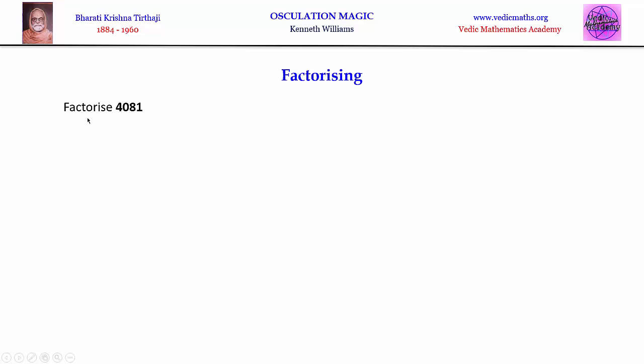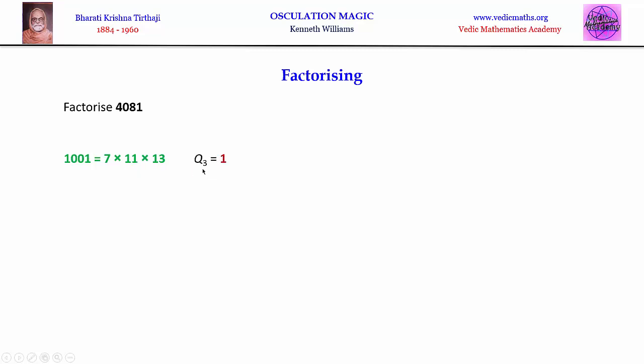So let's look at factorisation and how we might do that by easy Vedic methods. Suppose you want to factorise this number. The usual way would be to test for divisibility of all the prime numbers up to the square root of the number. But that would be quite a lot of work. So we want a better method. Suppose we want to use the number 1001, which happens to have these factors, 7, 11 and 13.